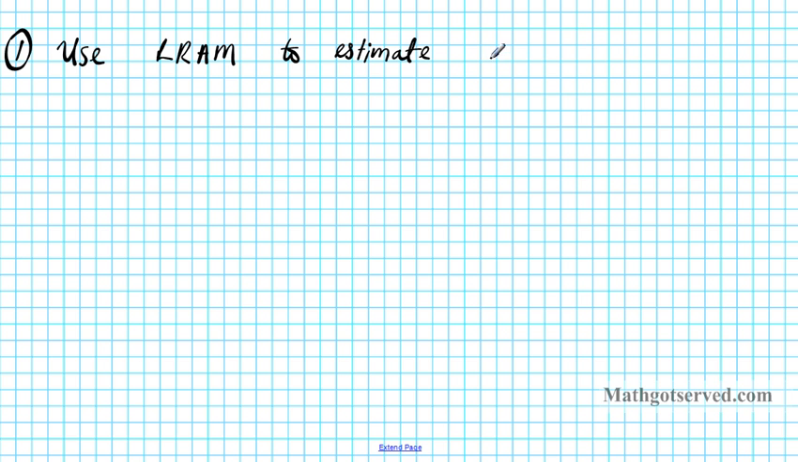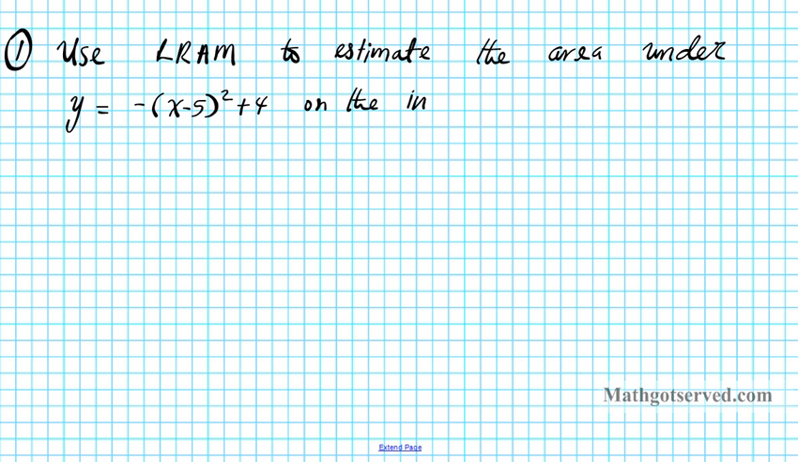the area under y equals negative (x minus 5) squared plus 4 on the closed interval 3 to 7, using 8 subintervals. Okay, using 8 subintervals. And you're expected to include a sketch.